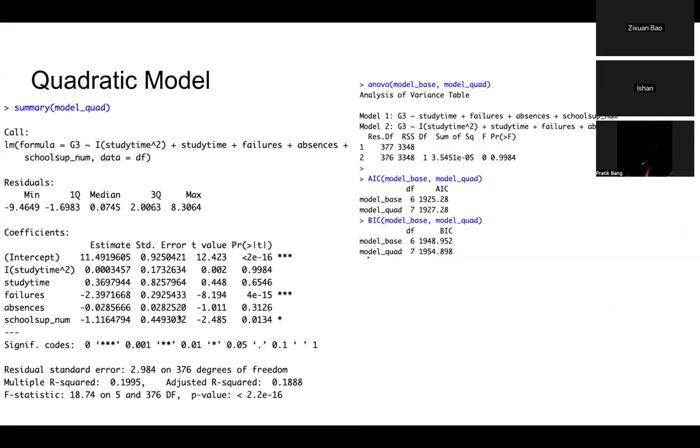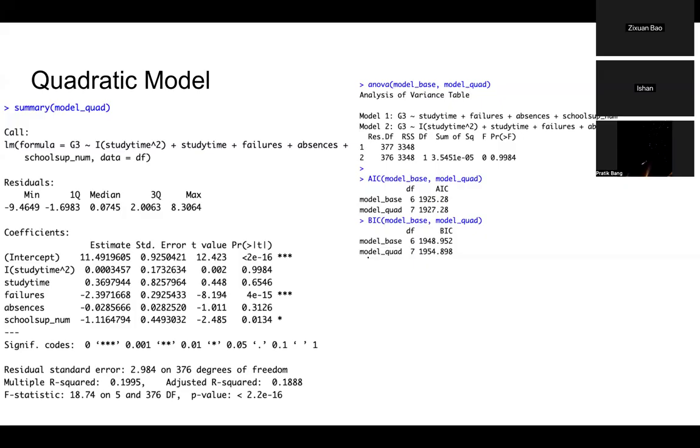Next, we look at the quadratic model. In this slide, we test whether adding a quadratic term for study time improves our model. The coefficient for the squared term is essentially zero and completely insignificant, with a p-value of 0.998, meaning there is no evidence of a curved or nonlinear relationship.